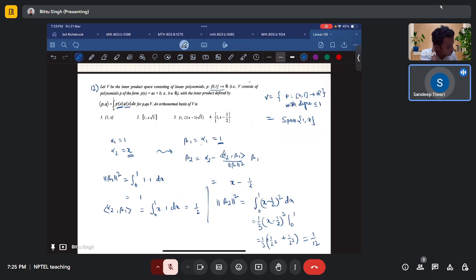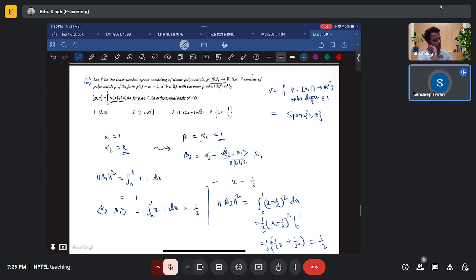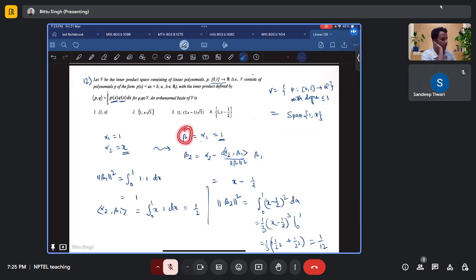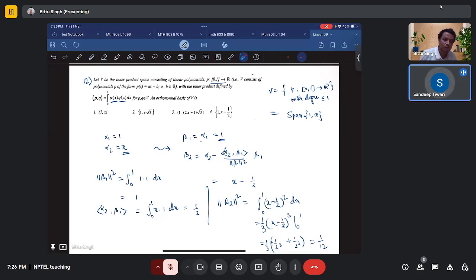Sir, can it be 0? Is it necessary that it is nonzero? Yes, because if it is 0, then beta 1 and beta 2 are not a basis. Whatever Gram-Schmidt orthogonalization gives forms a basis for the same space. The norm of a vector is 0 if and only if it is a 0 vector, right? So it cannot be 0.